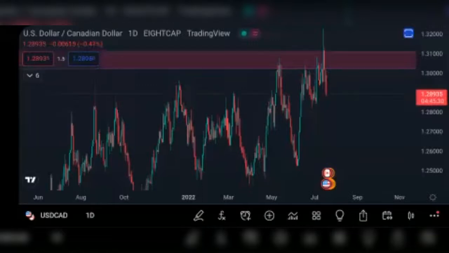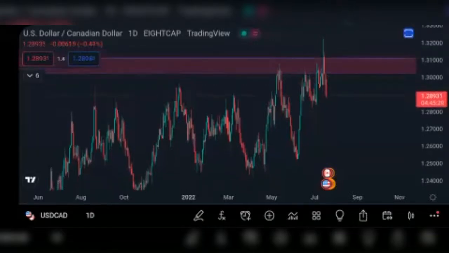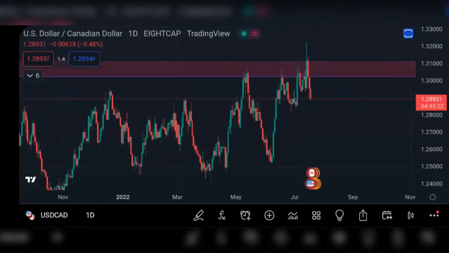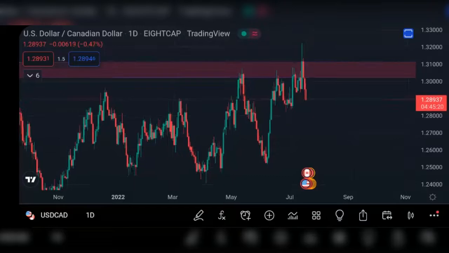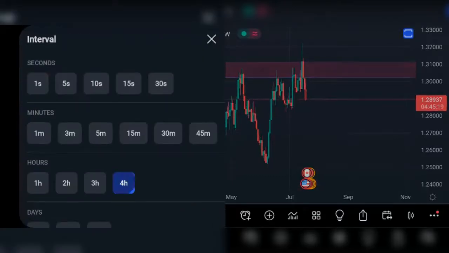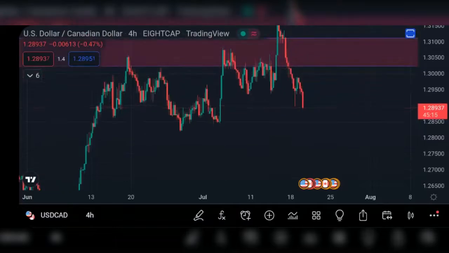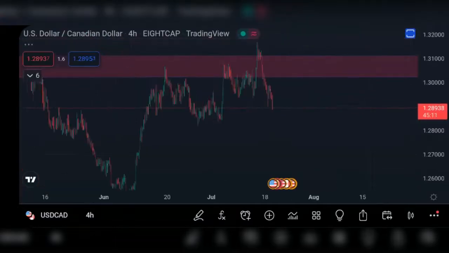I do intraday and also sometimes I do scalping. I rarely ever swing. The majority of the kind of trading I do is fundamentals. So my fundamentals will not permit me to swing. You cannot swing fundamentals, just intraday or scalping. Now, this is a 4-hour time frame.